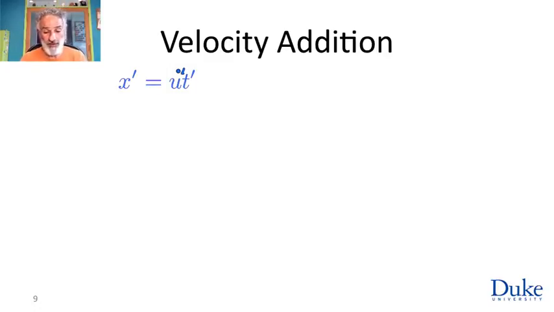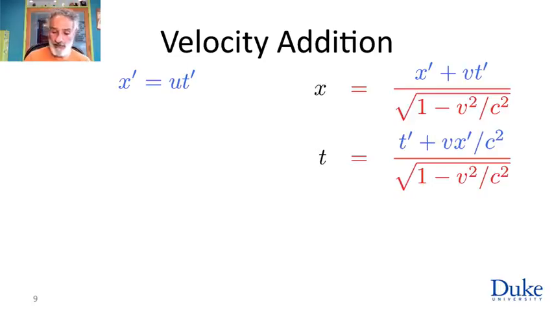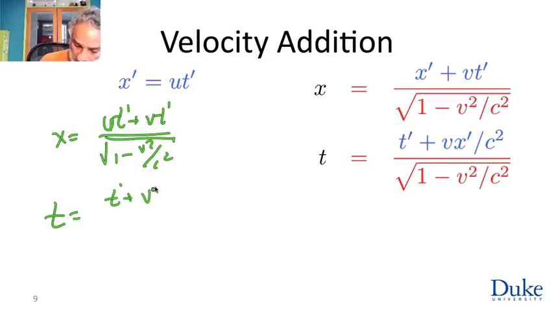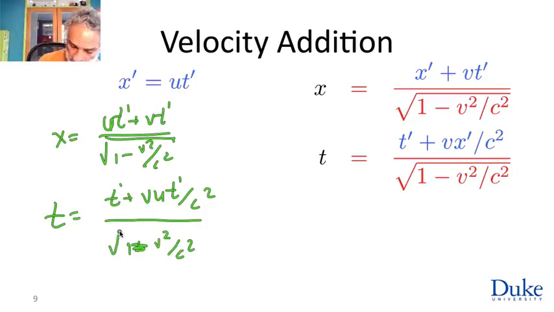So again, I draw the world line of the moving object as x prime equals u times t prime. I use my Lorentz transformations, plug in this information, and solve for x. So for example, I can do the calculation. x is equal to u t prime plus v t prime over the square root of 1 minus v squared over c squared. On the other hand, t is equal to t prime plus v x prime, which is u t prime, over c squared, divided by the square root of 1 minus v squared over c squared.